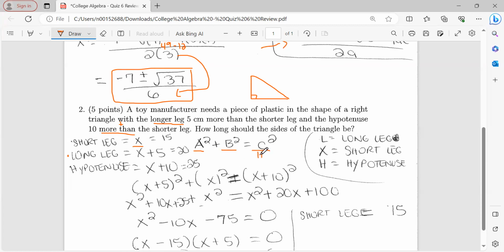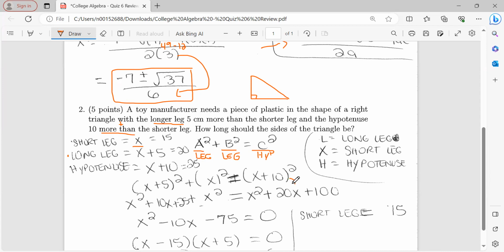Remember, the letter C stands for the hypotenuse. A and B are your legs. So we're now going to substitute the values that we came up with for our legs and the value that we came up with for our hypotenuse. Our short leg is the letter X, so we substituted X squared. Our long leg is X plus 5, so we substituted X plus 5 squared. Equals, the hypotenuse is X plus 10, so we substituted X plus 10 squared.